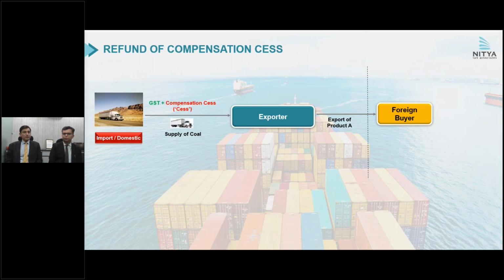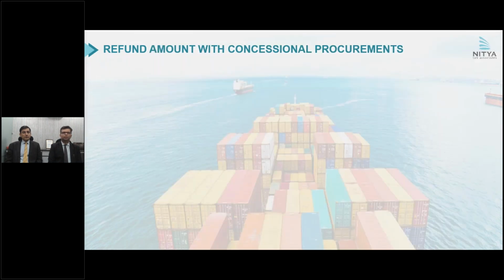Right. So the coal exporter should genuinely consider claiming refund of compensation cess. So now coming to refund amount for concessional procurements.